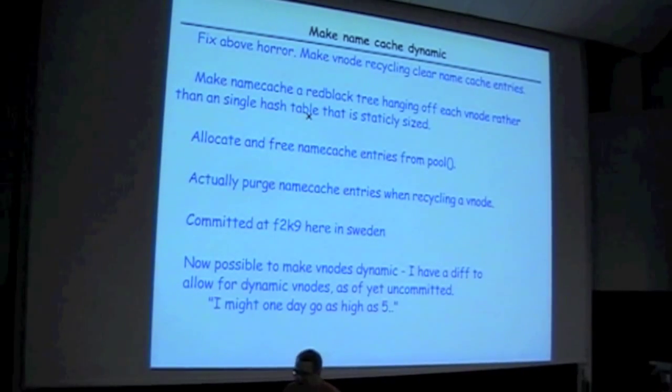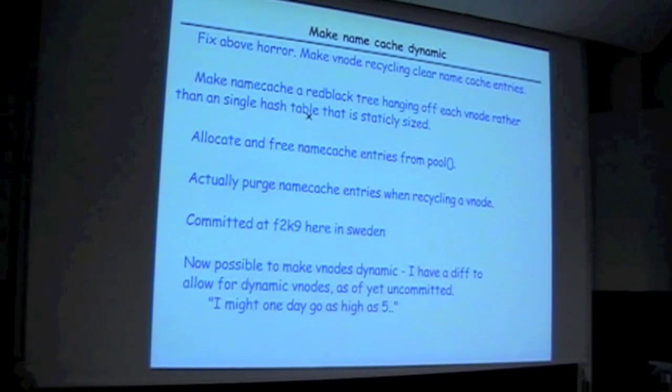Part of what we've recently done, this was done at C2K9 and it was recently committed, we fixed the above horror. We actually made vnode recycling work properly. When a vnode is recycled, it always called the function cache purge. Cache purge just incremented the VPID before. Now it actually clears the name cache entries.